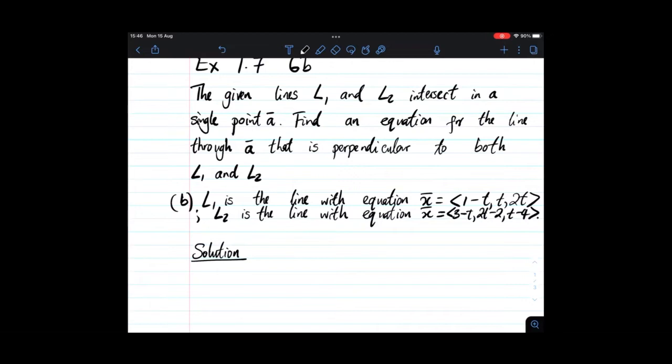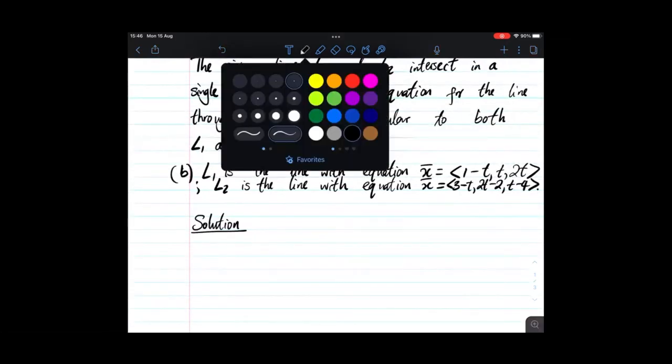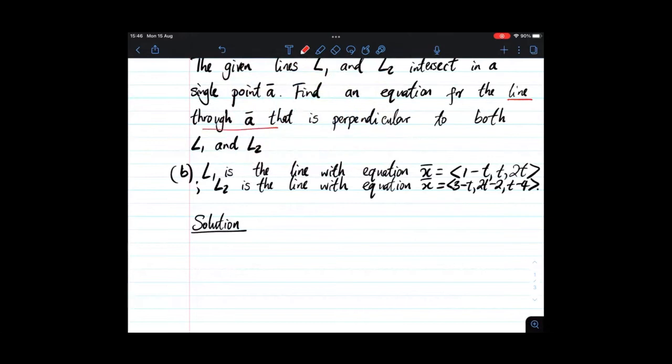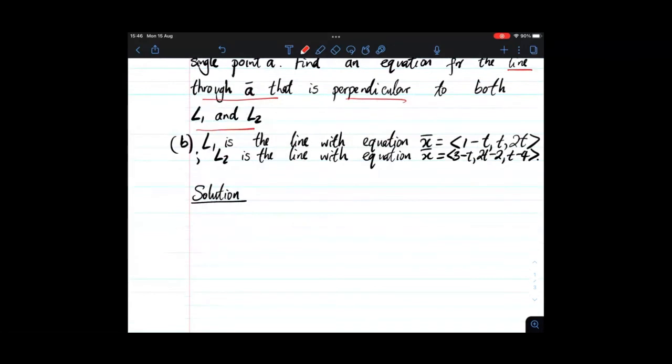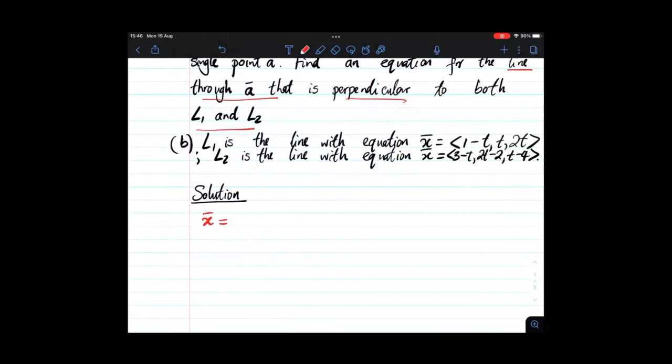And then you are given equations of the lines L1 and L2. So what we need to think about is, okay, what we need is to find the line that passes through A and is perpendicular to both. So we know that for us to be able to find the equation of a line, what we need is to be able to say, maybe let me write this in red, X is going to be equal to, because we are told it passes through A, so we do have a point already.